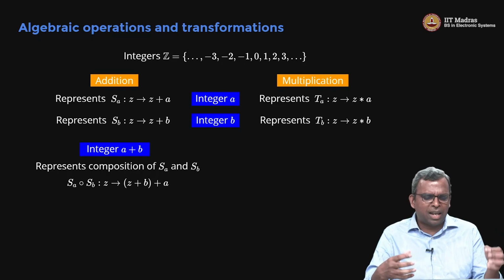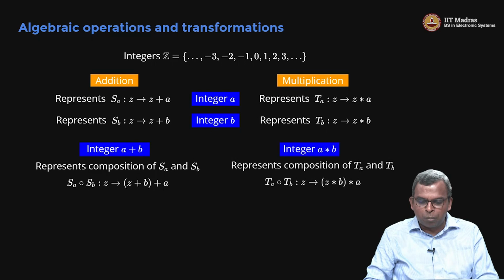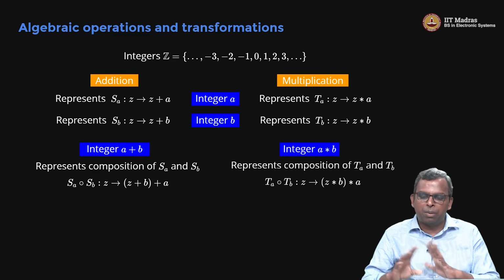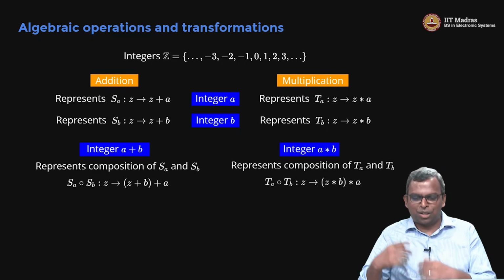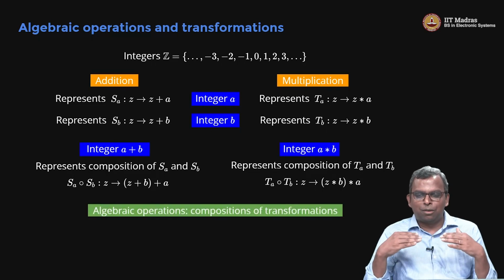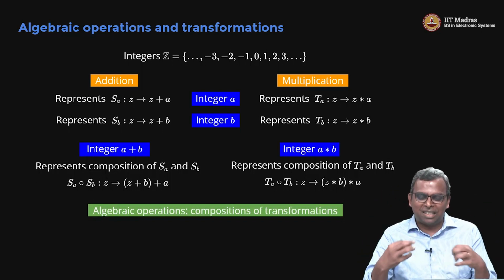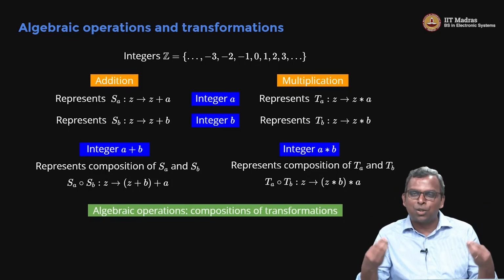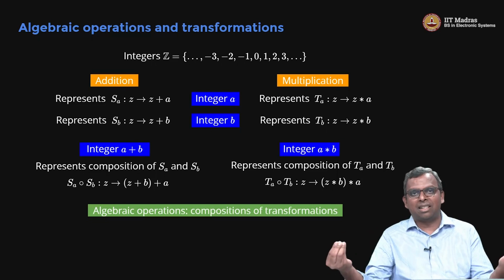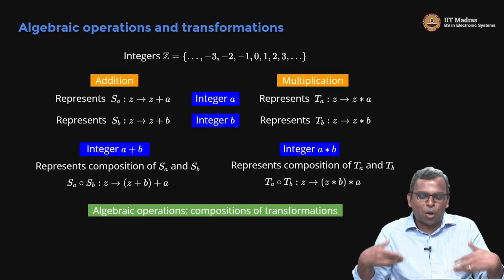So there's no need to say that a plus b represents the composition of these two transformations. Same thing with multiplication. A into b represents the composition of TA and TB. So basically, the underlying abstract idea here is that the algebraic operations with integers are actually compositions of the operations that they represent. But the operations they represent are so trivial in this case that it's obvious what it should be.